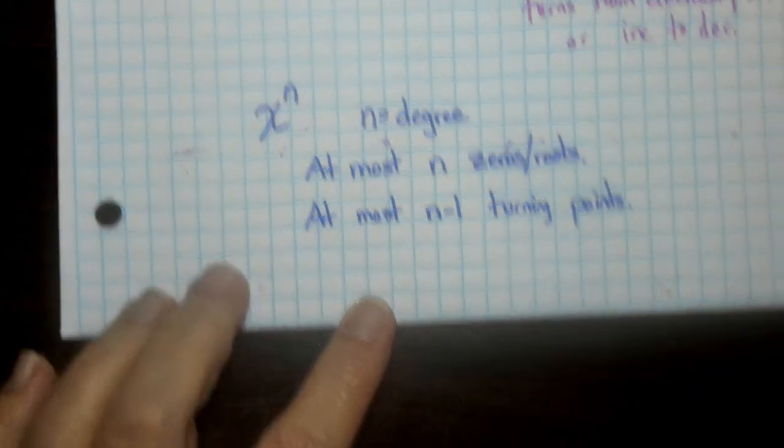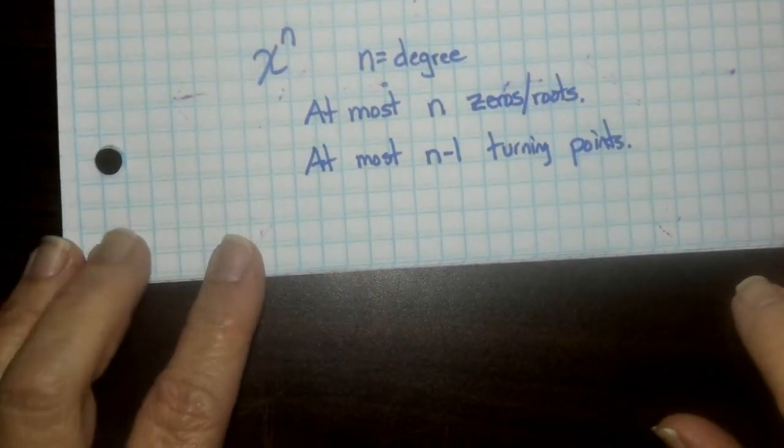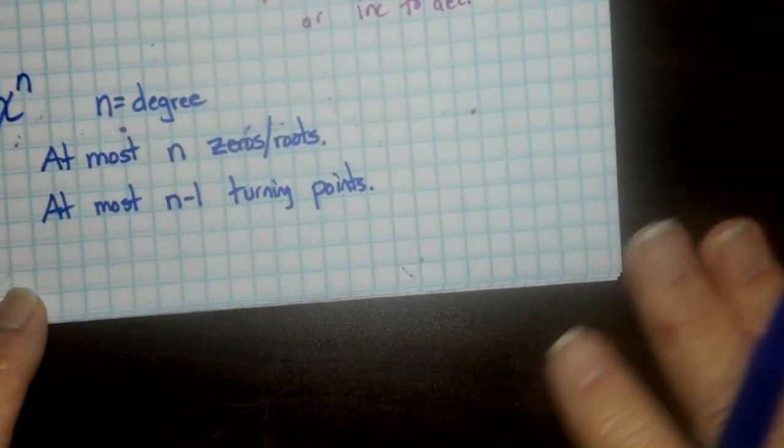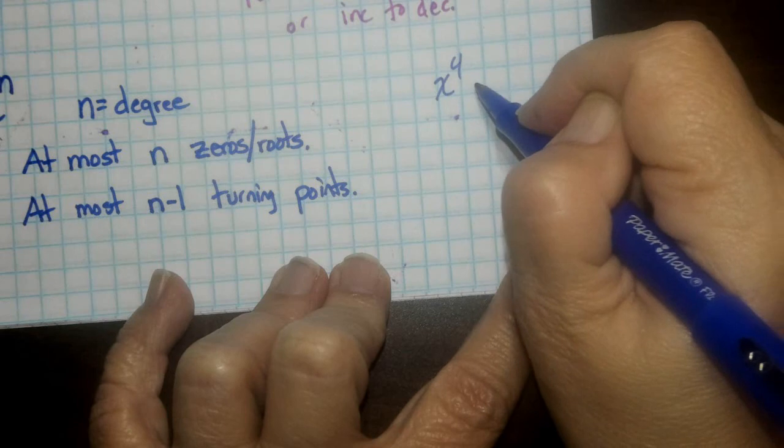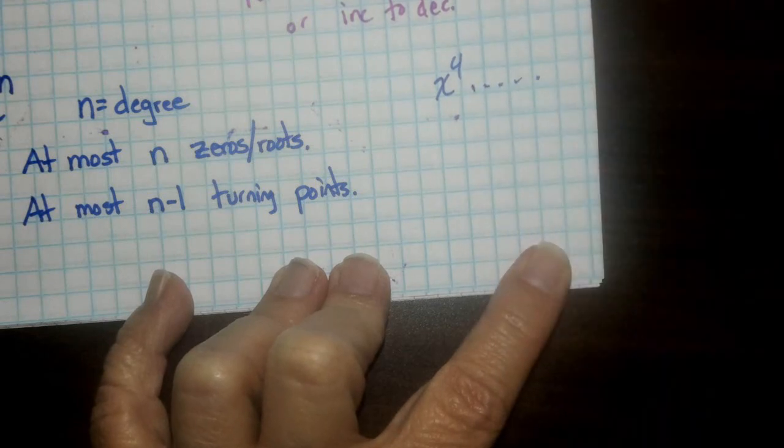So, all this kind of gibberish that Miss Carly was doing in her head. Sorry. So, let's say I have some polynomial that's x to the 4th, blah, blah, blah, so it's got some other stuff added.